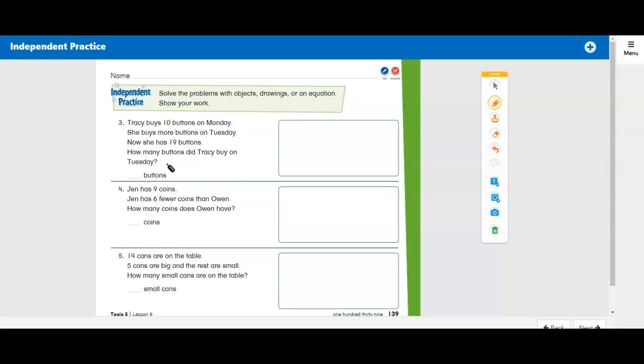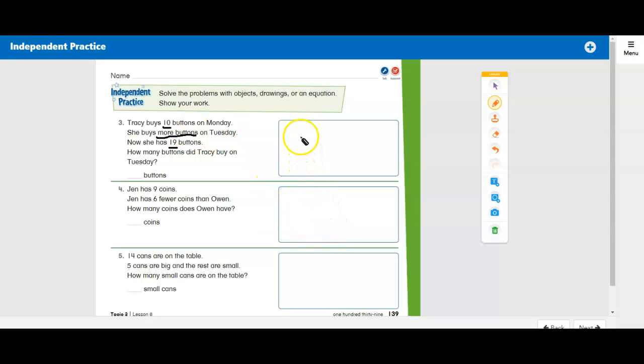So it said that we can solve our problems using objects like counters, drawings, or an equation. So Mrs. Collier will do number 3 with you guys and show you a few different ways that you could solve it. So let's go back and look at our problem. So Tracy buys 10 buttons on Monday. She buys more buttons on Tuesday. We don't know how many yet. But now she has 19 buttons. So we need to know how many more buttons did she buy.